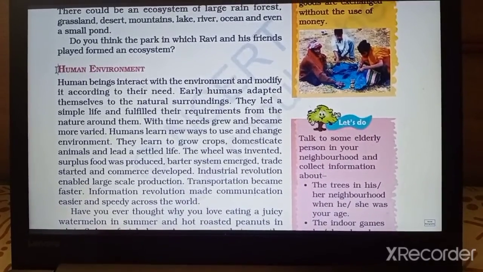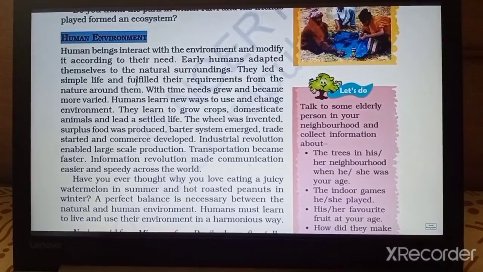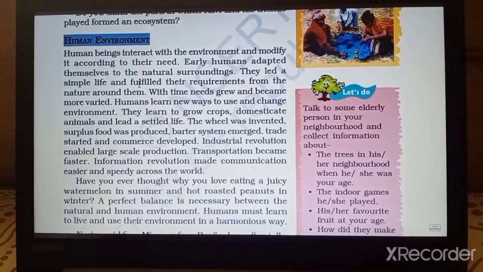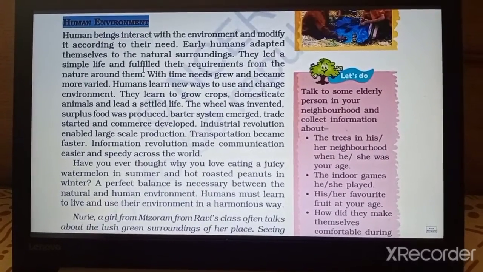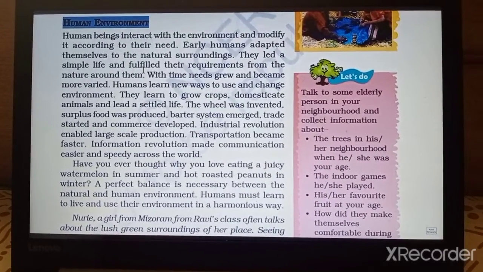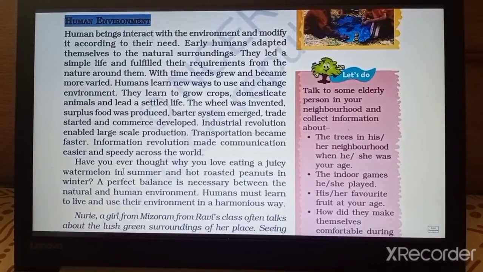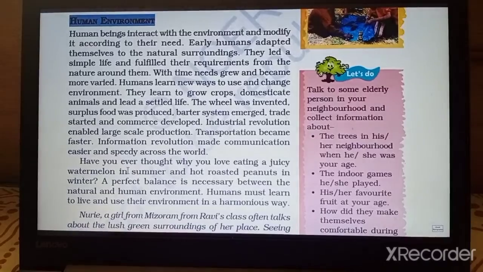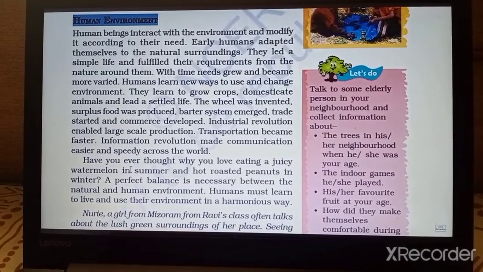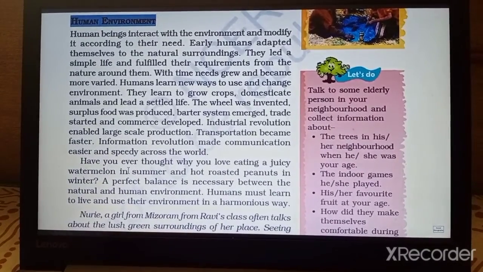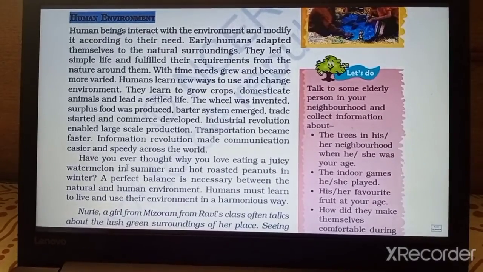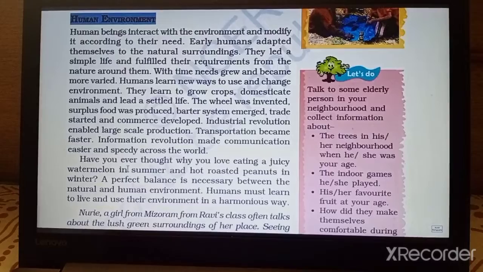Now we'll read about the human environment. We interact with the environment on a day-to-day basis, and we also modify it according to our needs. And as we are heading towards modernization, our needs grow. So when our needs grow, we go ahead and make things to fulfill our needs. This is nothing but we go ahead and learn to grow crops. Then we make a system wherein transactions happen. For example, how things get sold in the market.